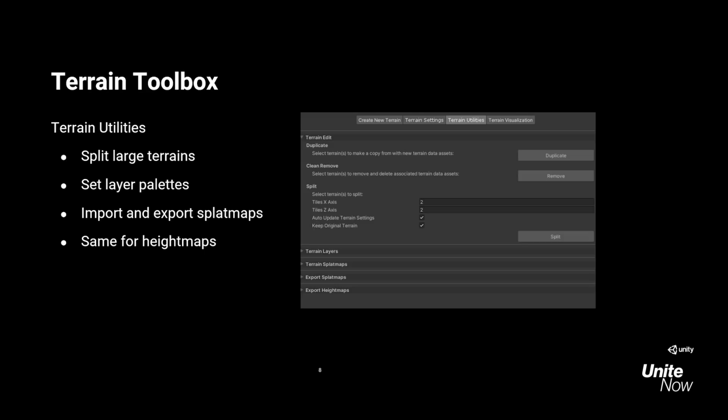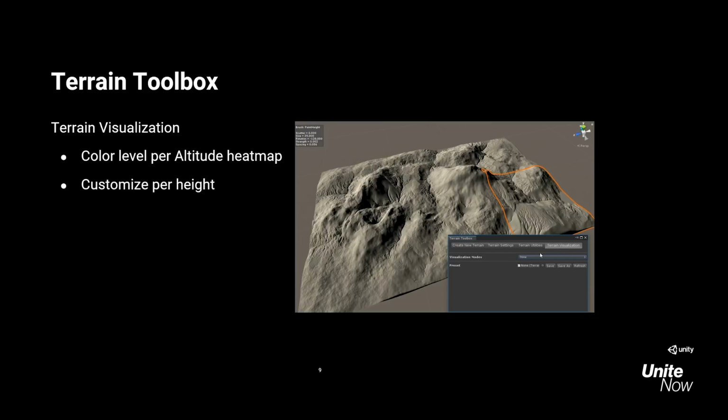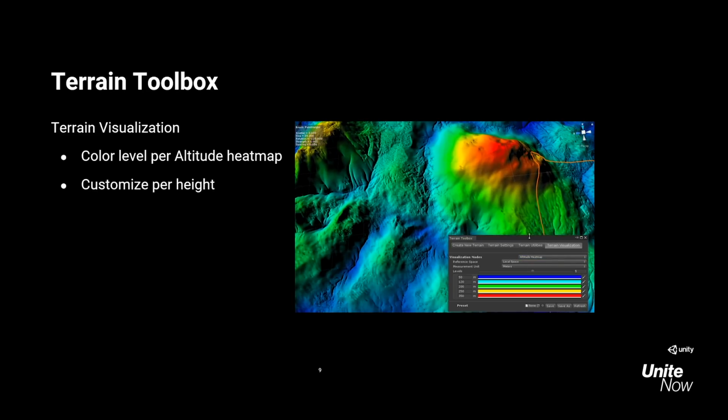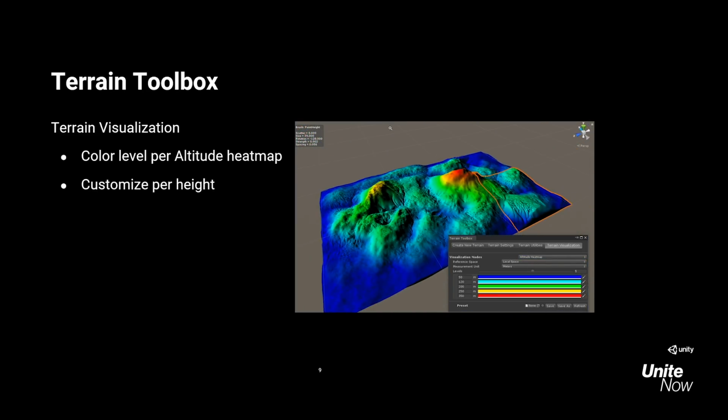You can import and export splat maps. So let's say if you design and paint in all your terrain, and maybe you want to use the splat maps for any kind of gameplay or use inside your scripts, now you can already do that, import and export. And same for heat maps. In the terrain visualization, as you can see in this quick video, you can change color based on altitude heat map. This is very useful.